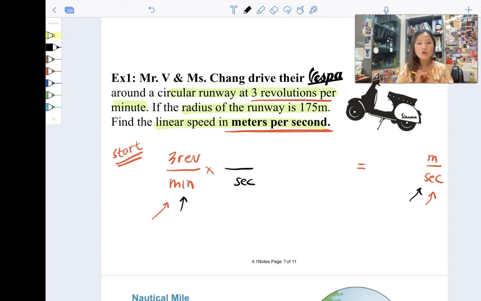Okay, but you also know that in 1 minute, it's 60 secs. So what are we going to do? We got our first thing to cancel out. Minutes go away. Yes! Guess what, everyone? We're halfway there because we got secs here and we got secs there.